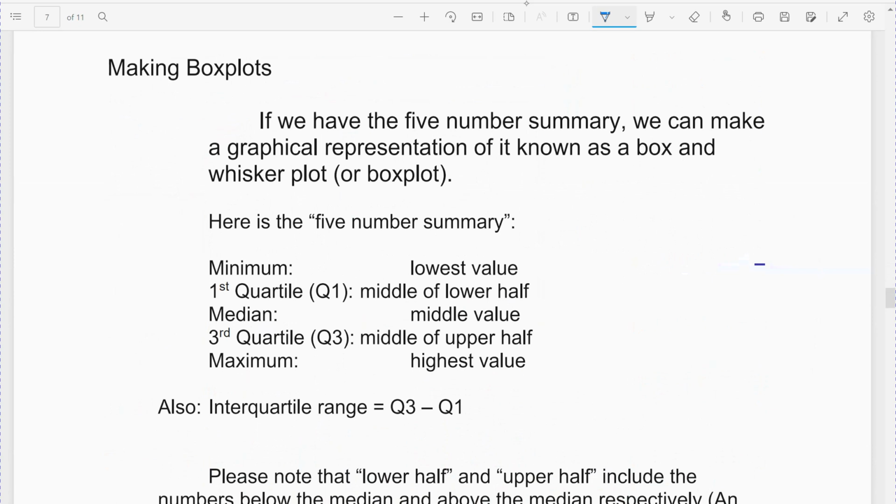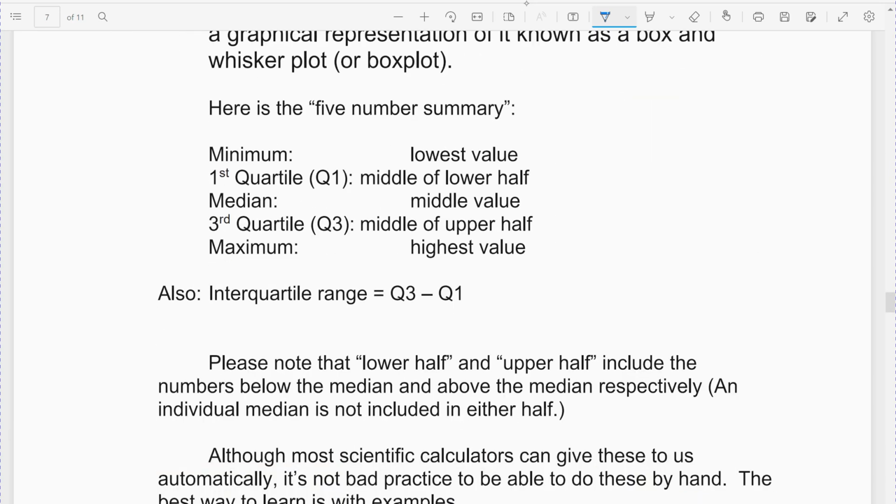Making box plots, finding the 5-number summary. We can make a graphical representation known as a box plot, but the biggest thing for you is being able to find the 5-number summary. The minimum value is the lowest value of the set. The first quartile, which we call Q1, is the middle value of the lower half. Technically, the second quartile is the median, the middle value. The third quartile is the middle value of the upper half, and then the maximum is the highest.